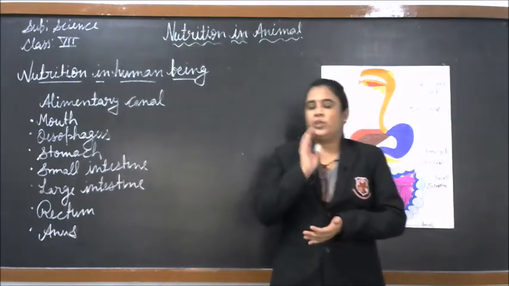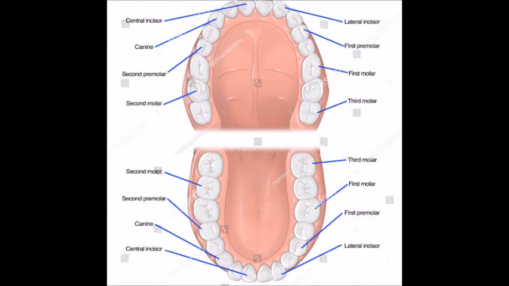There are four types of teeth. First, incisors. Incisors are the flat front teeth having a sharp straight edge. They help us cut food and are also called cutting teeth. There are four incisors in each jaw. Canines are pointed teeth on either side of the incisors. They help us tear the food and are called tearing teeth. There are two canines in each jaw.